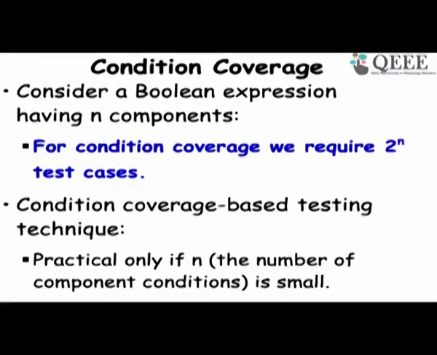Then we'll have 2 to the power 10, 1000 test cases for just one branch for condition coverage, and it becomes impractical. So multiple condition coverage is practical only if n is small. But what do we do if the number of component conditions is large?